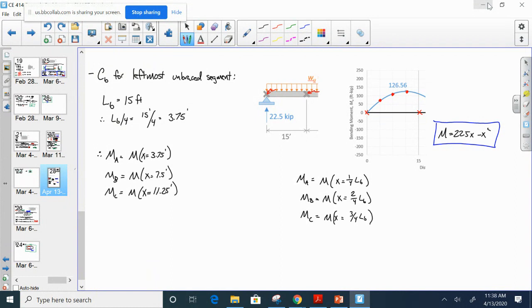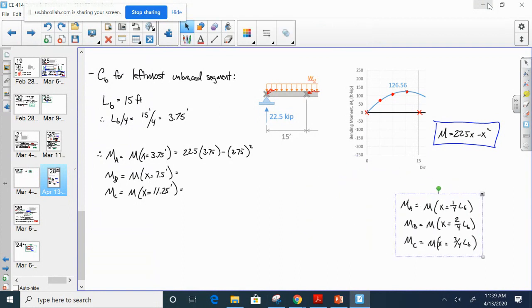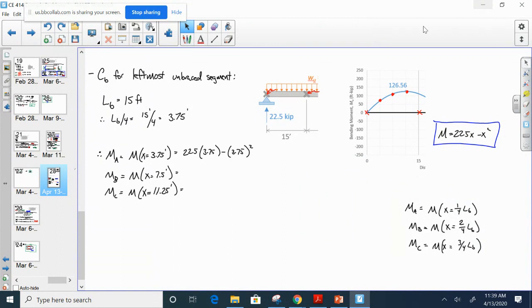So I'm just splitting it up into quarters. And so again, LB over 4 is 3.75, 7.5, and 11.25. That's really all I'm doing here. So the first one is 22.5 times 3.75 minus 3.75 squared. Somebody help me out with that first one.